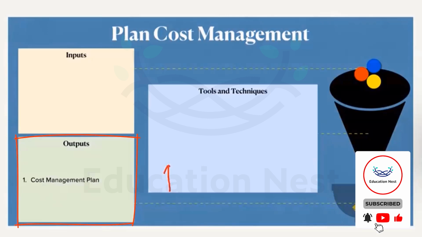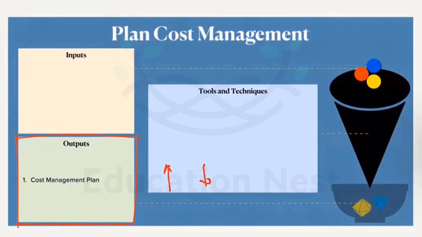One is level up and level down. What does it mean? Imagine you have 99.5 rupees, just an example. If it is level up, it is considered as 100 rupees. If it is level down, it is considered as 99 rupees.